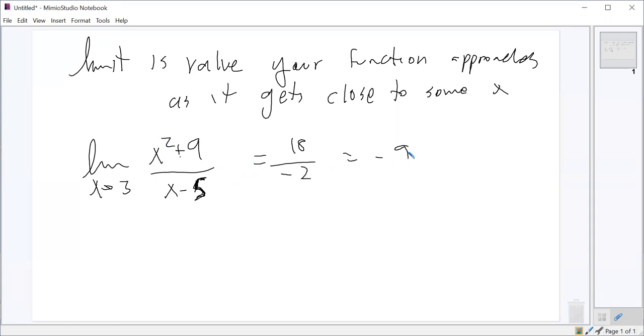If this comes out to be some number, you are done. Negative 9 is a number, that's the answer. Limit's done. Plug it in first thing, 100% of the time, plug it in. All right? Everyone's good with that, I hope. Yes?